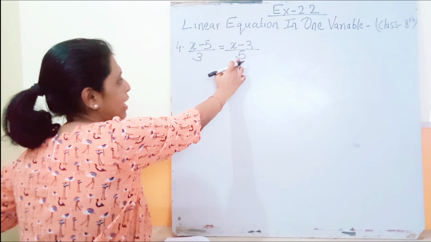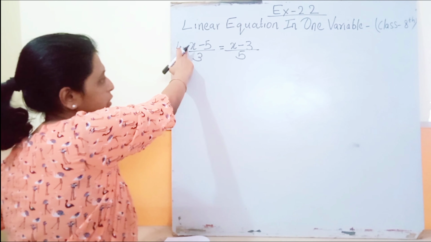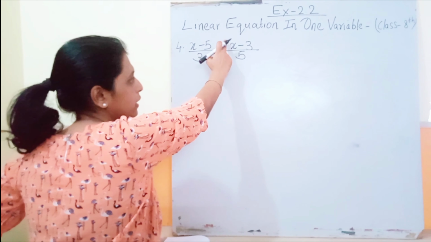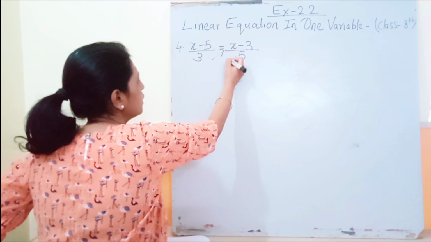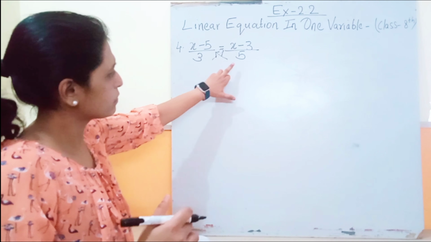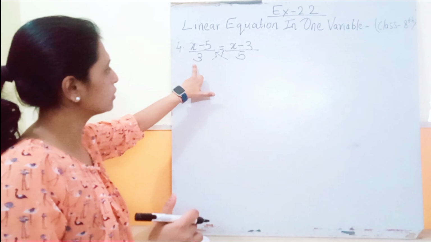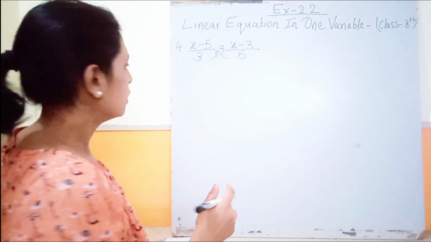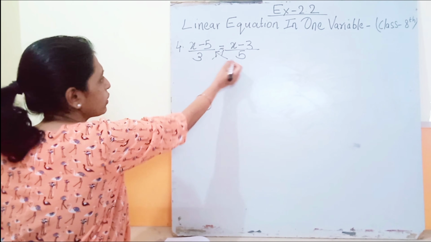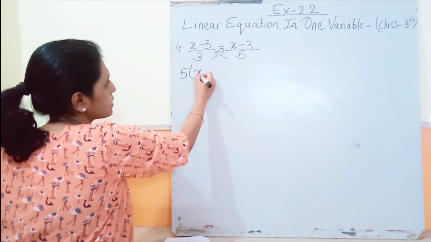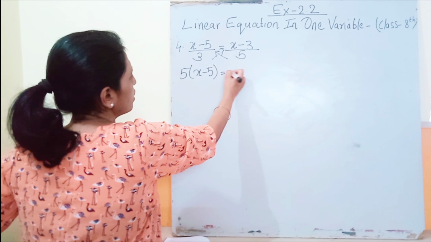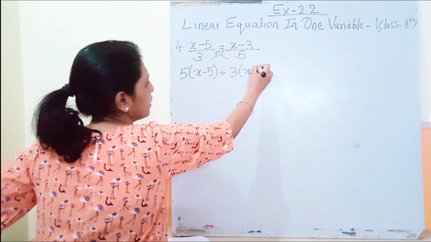Okay, 5 we are going to multiply this side and 3 will be multiplied, cross multiplication. This is called cross multiplication. 5 will be multiplied here and 3 will be multiplied with the numerator of the right hand side. Okay, so 5 into (x minus 5) is equal to 3 into (x minus 3).